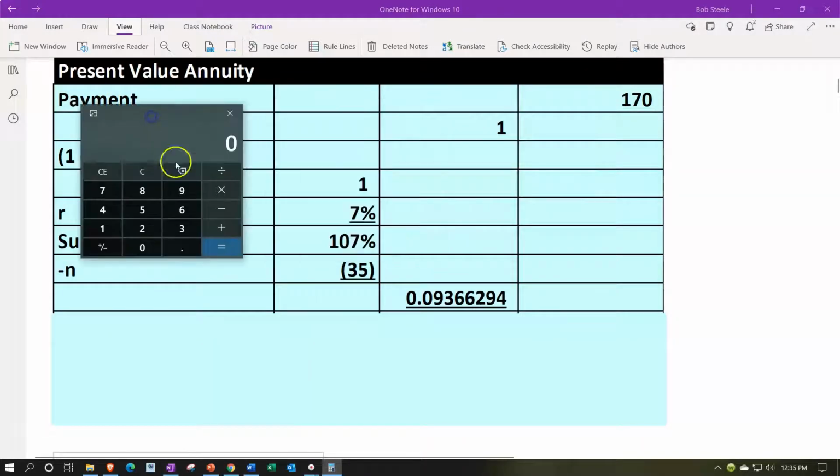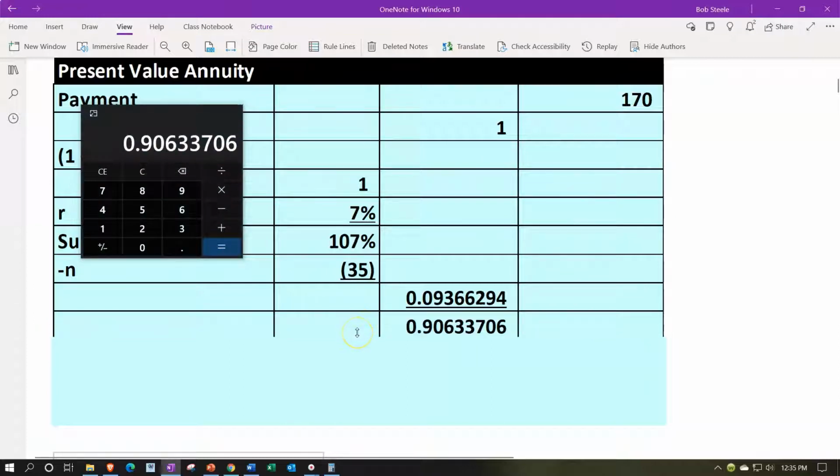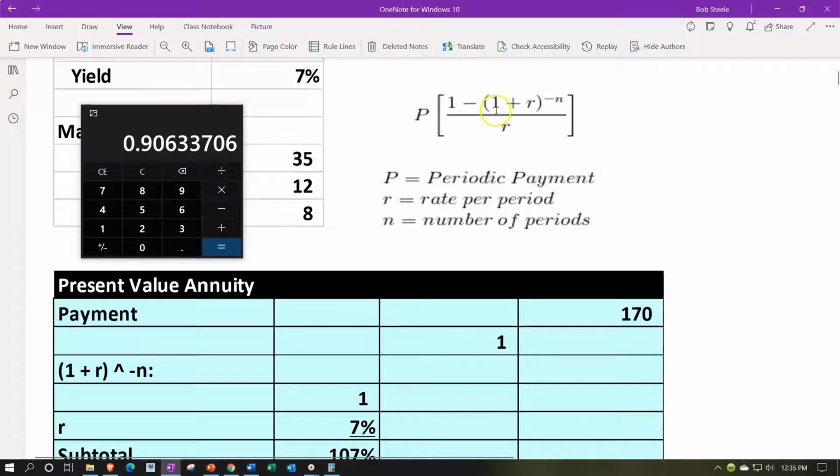Now we're going to finish off the numerator, taking the 1 minus that 0.093669294, and that's going to give us then our 0.906333706. That's the numerator. That's the num.